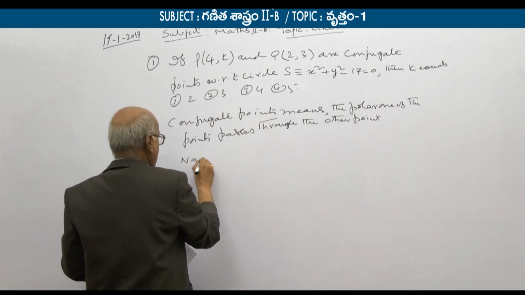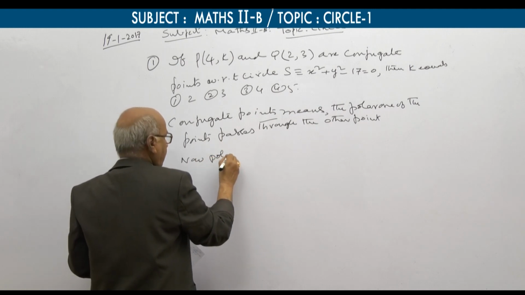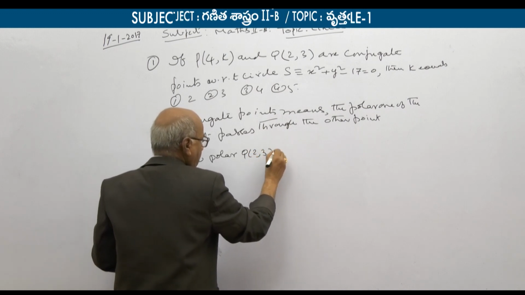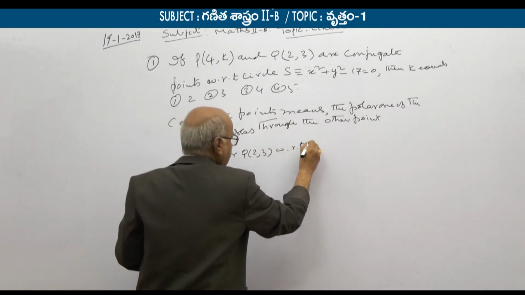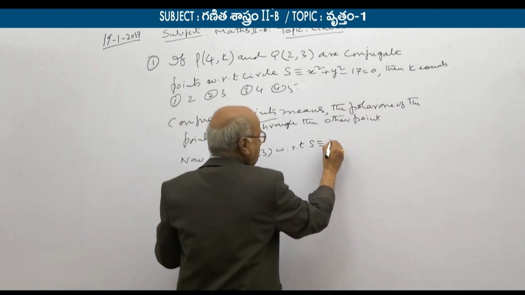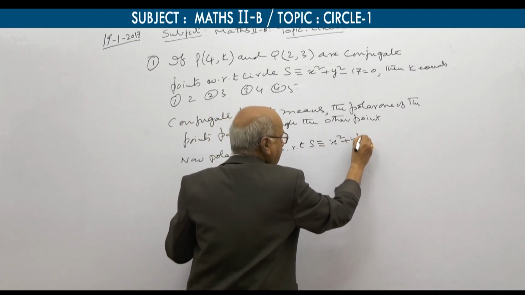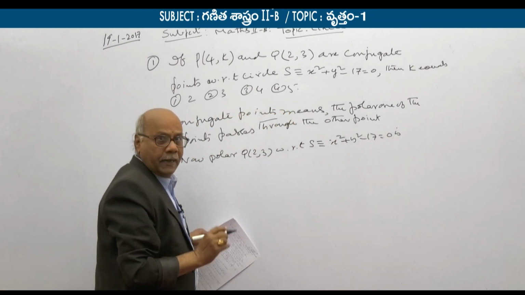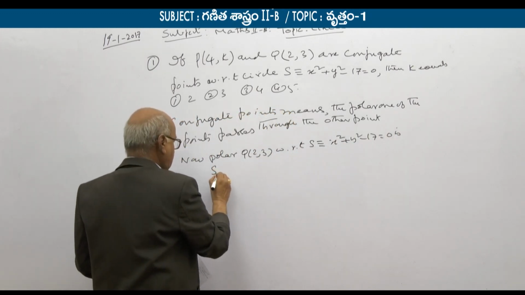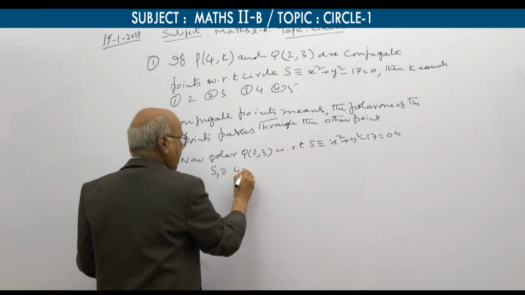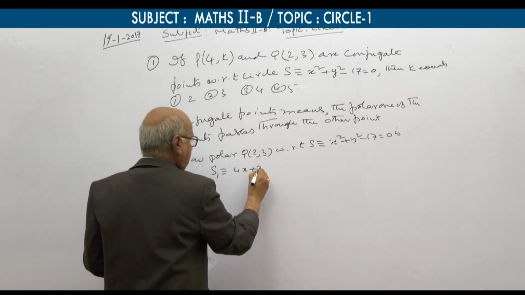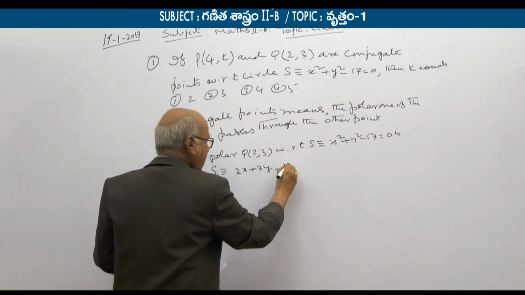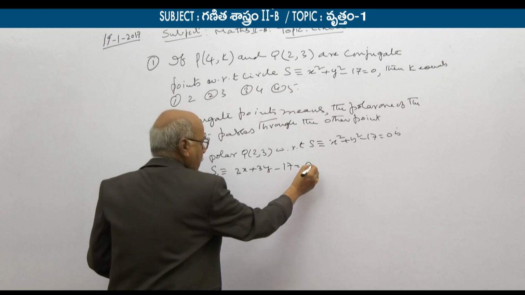Now, the polar of Q(2, 3) with respect to S = x square plus y square minus 17 = 0 is, by the formula S1 = 0, 2x plus 3y minus 17 equal to 0.